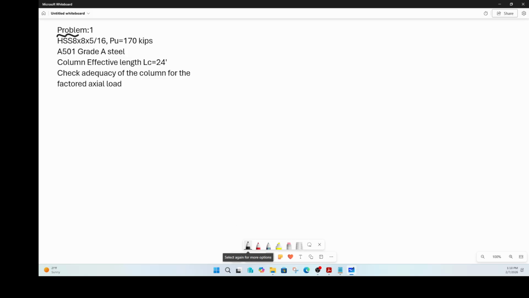So here is the problem definition. We have an HSS 8 by 8, so that means we have a square HSS, 8 by 8 inch, right? And the wall thickness is 5/16. So the wall thickness of this HSS is 5/16. There is a factored load that has been applied, and it is a specific grade of steel, A501 grade A in this example. And the column effective length is given to us, which means our life is a little bit easier. We don't have to calculate the effective length factor, multiply it with the length and all that.